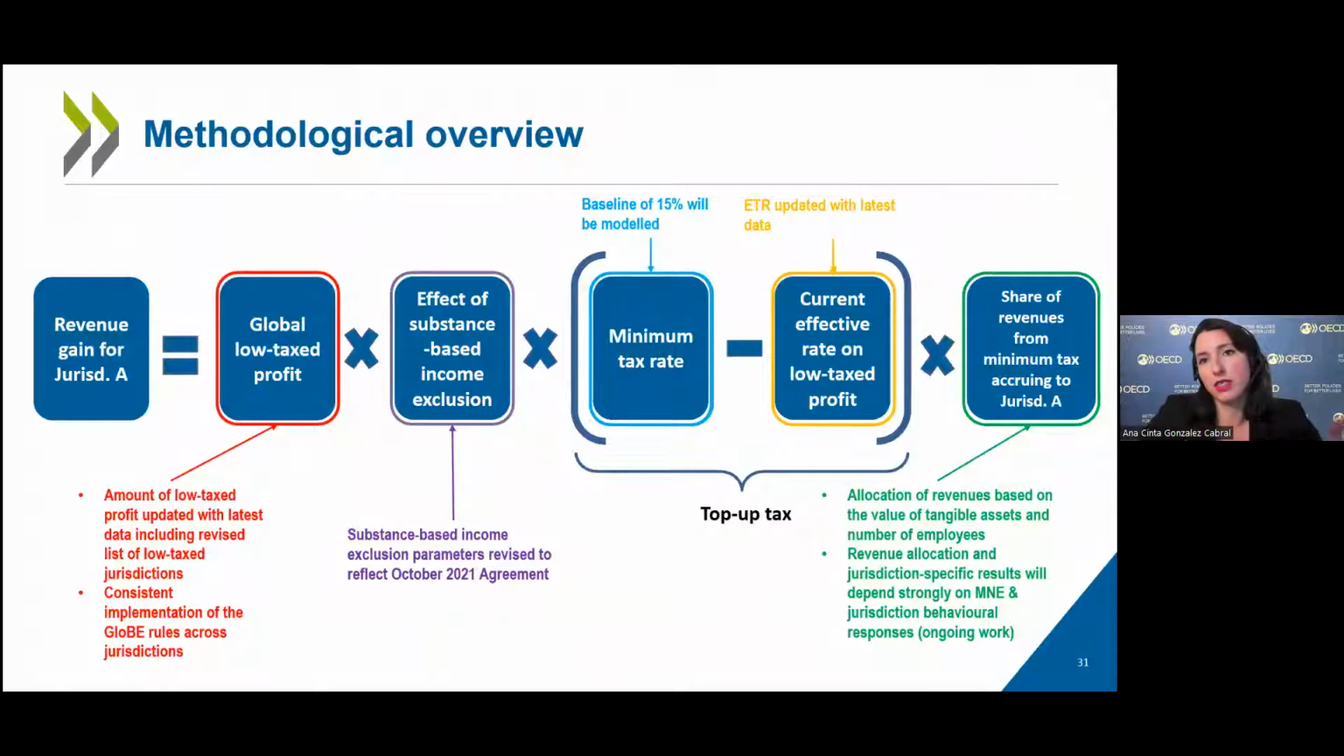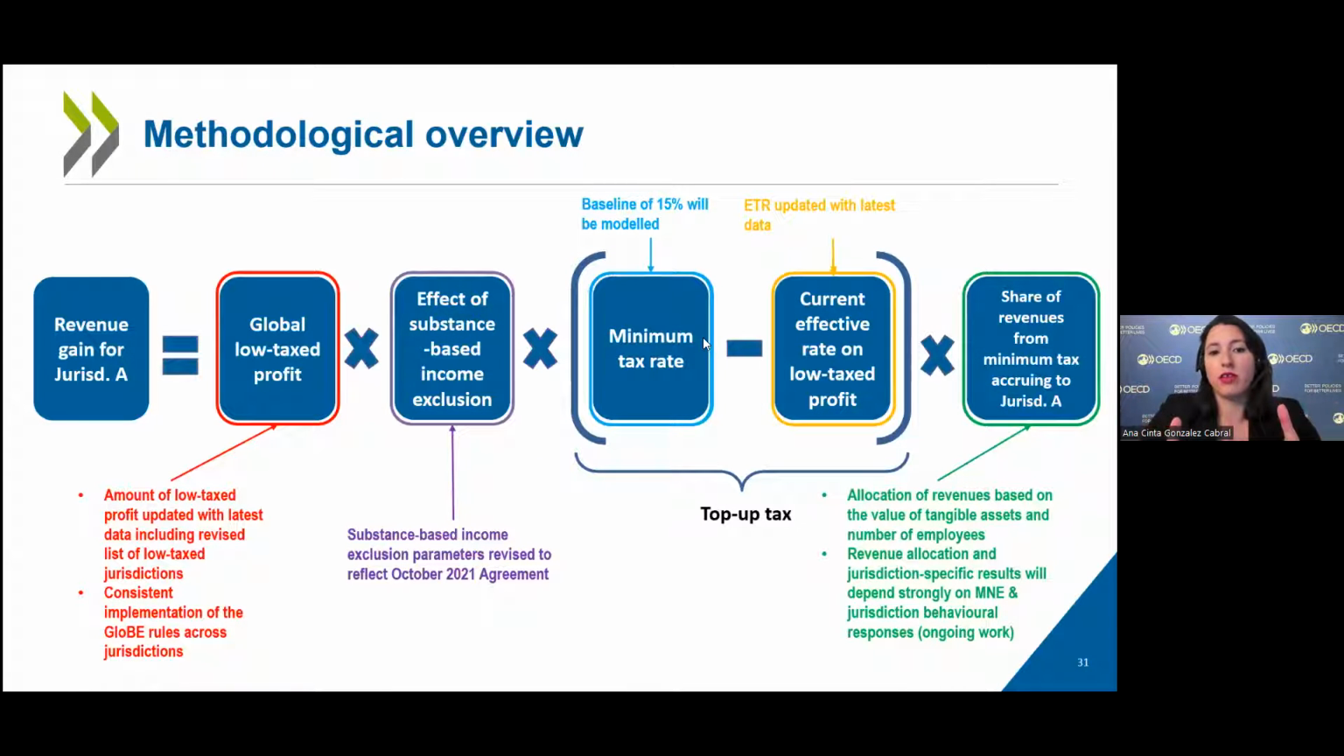This is a very similar way of displaying the formulas as for pillar one. First, this would give you the revenues for a given jurisdiction A from the application of pillar two. If you look at what comes after the equal sign, the first item that we want to estimate is the global amount of low tax profit. In this methodology, low tax profit are currently present in jurisdictions with an average effective tax rate below 15%. So we can compute this part of global low tax profit.